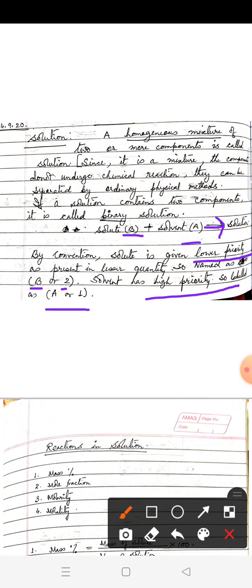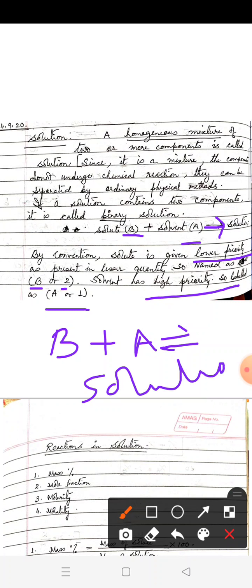Now, if a solution is a saturated solution, then as you know, in a saturated solution, solute will not be dissolving in the solvent anymore. So B plus A, B means solute, A means solvent, we separate it by a reversible arrow and we write solution. So what does it mean? It means that if solute and solvent are added together, they will form a solution, and from the solution, the same amount of B, that is the solute, will separate out. So if you have this symbol, you can understand it means a saturated solution.